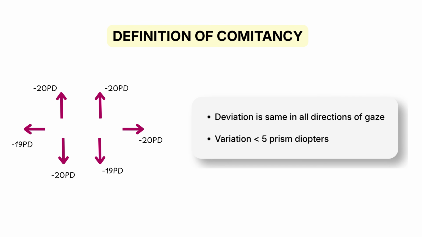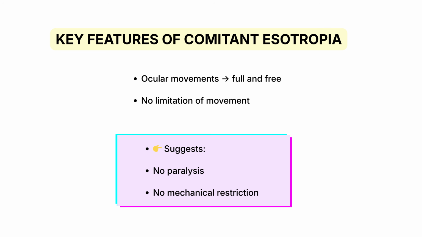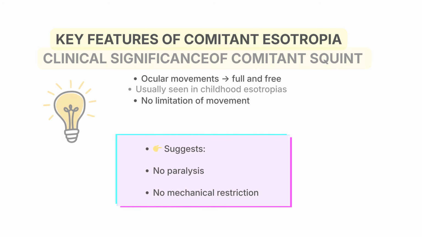Comitancy refers to the consistency of the angle of deviation in different directions of the gaze. When the angle of deviation remains approximately equal in all directions, or there's a variation of less than 5 prism diopters only, that is considered a comitant squint or comitant esotropia. Also, remember that in comitant esotropia, the ocular movements are full and free, and this usually indicates that there is no paralysis or restrictive mechanism behind it.